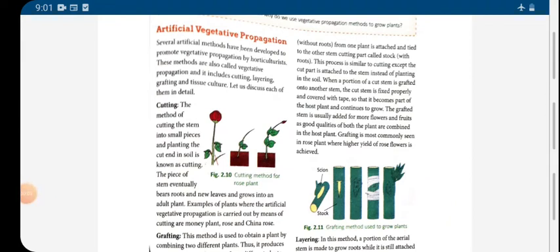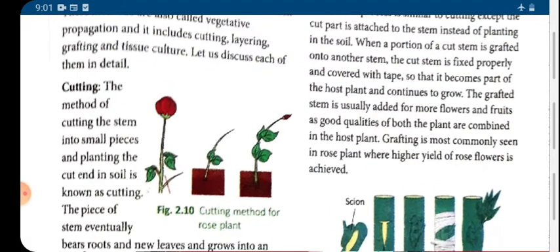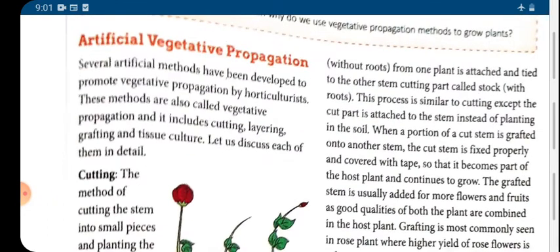Students, today we will talk about the second part of chapter 2, reproduction in plants, in biology. And today's topic is artificial vegetative propagation. What is the meaning of artificial? Artificial means a process which is done by man, which is performed by man. This is called artificial, okay, which is against natural.